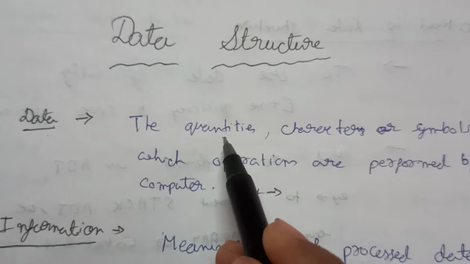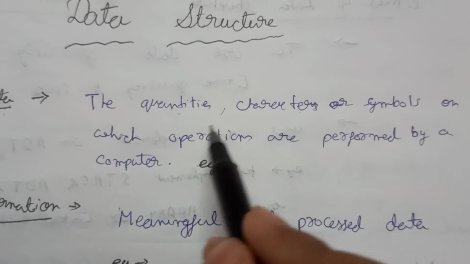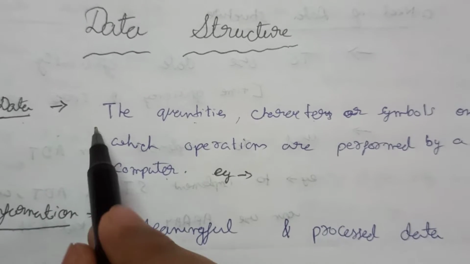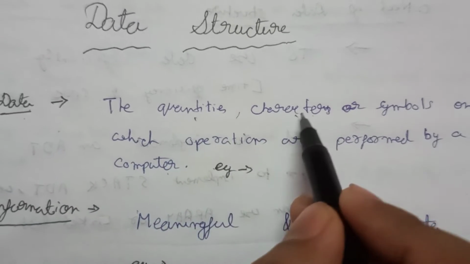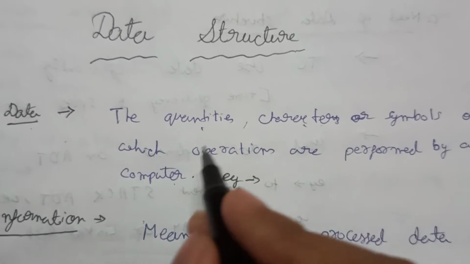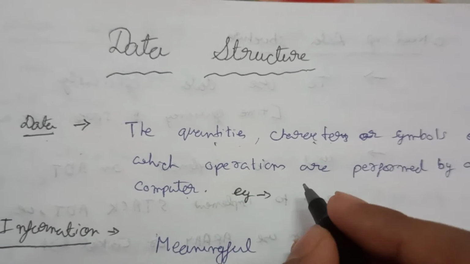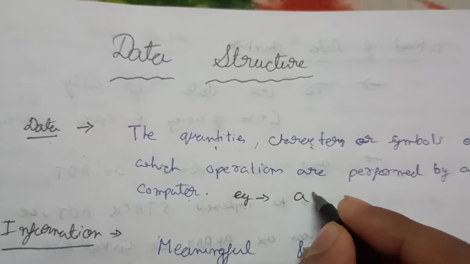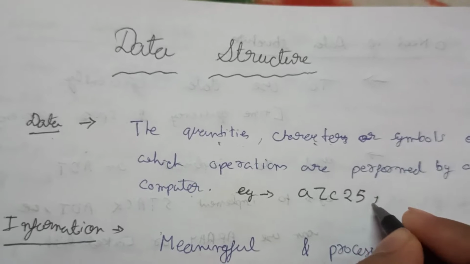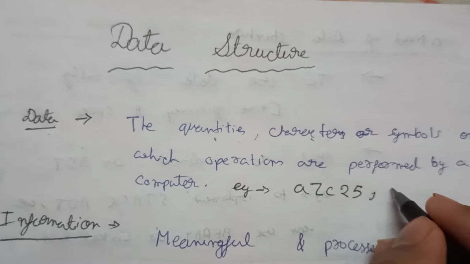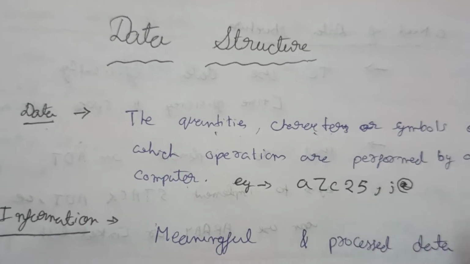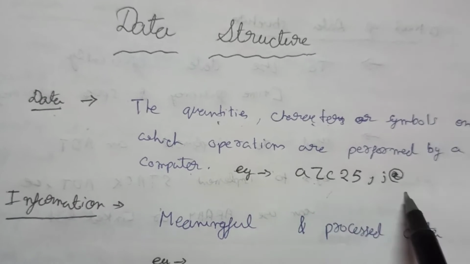Data is the quantities, characters and symbols on which operations are performed by a computer. So what is an example of data? Suppose this is the data: A, Z, C, 2, 5, comma, semicolon, @. So suppose these are examples of data.